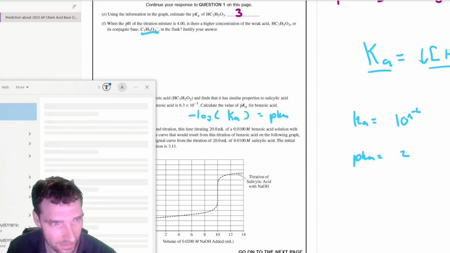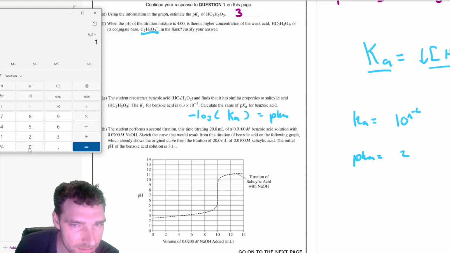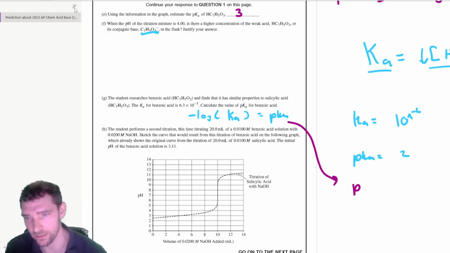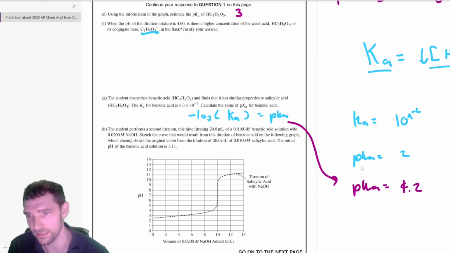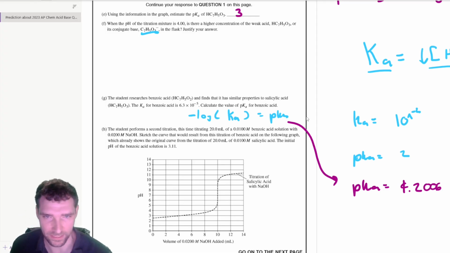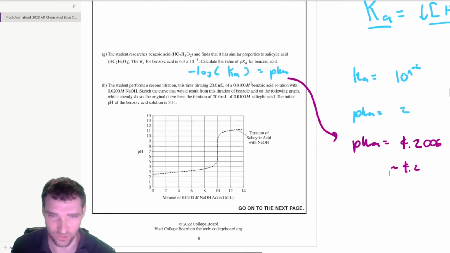Which is not too bad, especially seeing how we've got our calculators now on the AP exam. So if you do a negative log of, what is it, 6.3 times 10 to the negative fifth power, then for this problem our pKa is, what was it? Yeah, it was 4.2, not a negative 4.2, because it's the negative log. It's like 4.2006, so just basically 4.2. So not too bad, right? You can definitely do that without too deep an understanding. That's even just a formula.